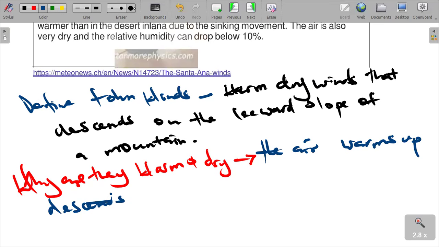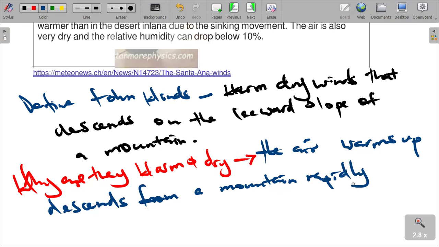As it descends from a mountain, it warms up. And then what happens is that it warms up rapidly as it returns from the mountain. There is a rapid warming up. This is at a dry adiabatic lapse rate.